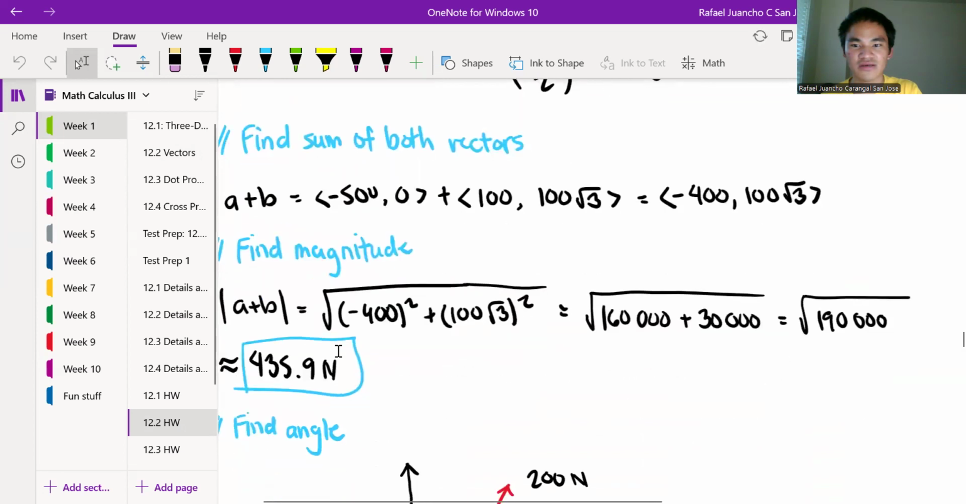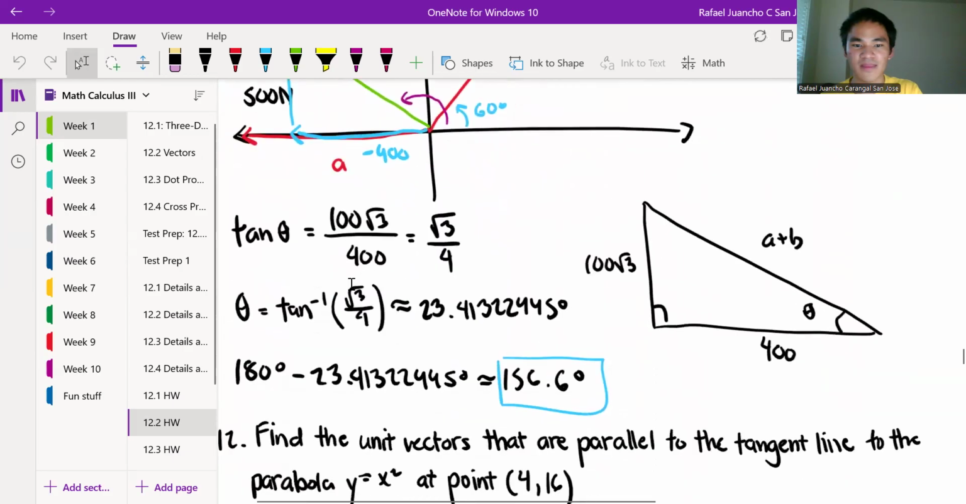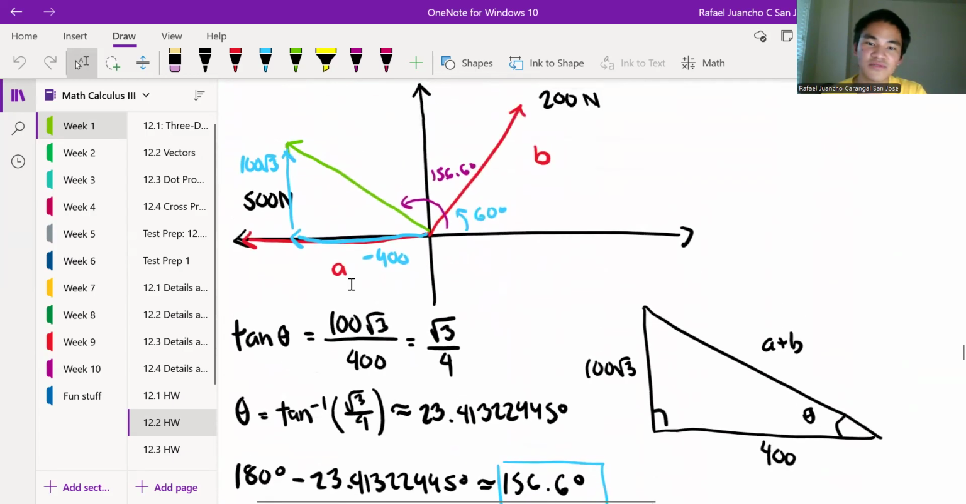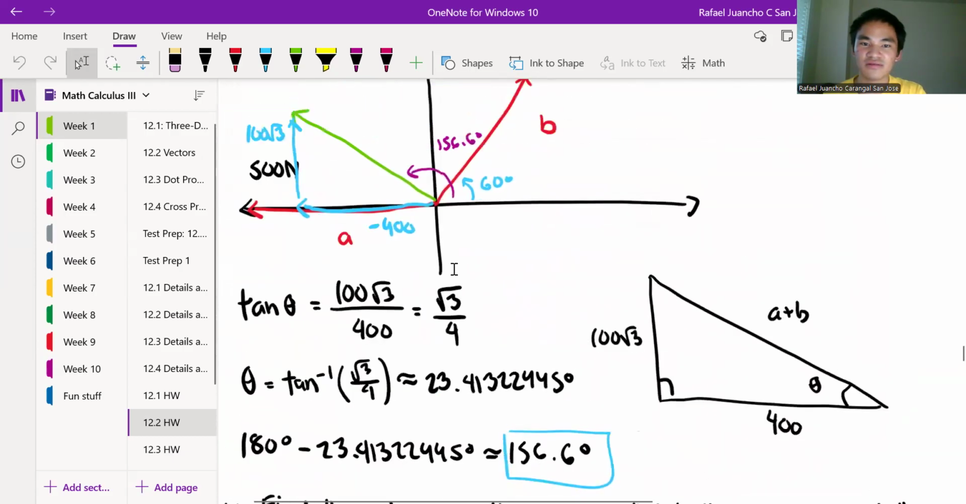Yeah, once I get that, I find their sum, magnitude, done. Oh, I use a tangent. That's smart. Yeah, here I use the tangent to find this angle.